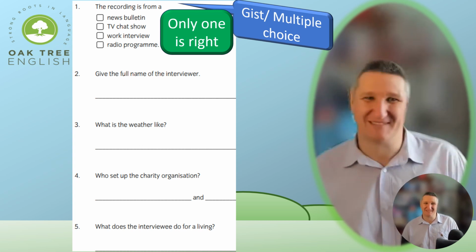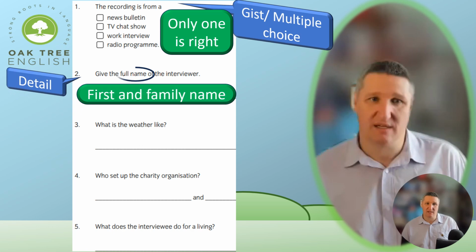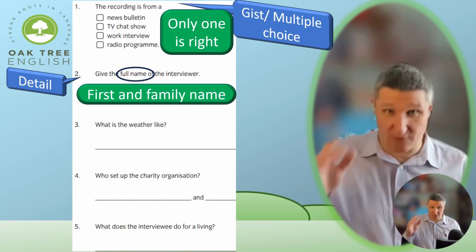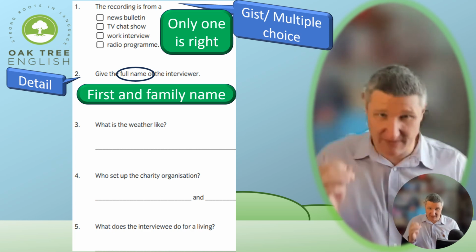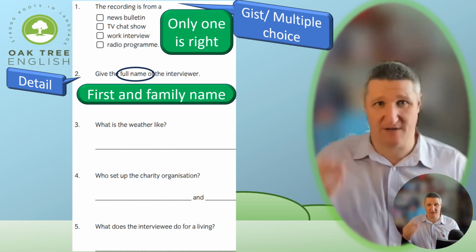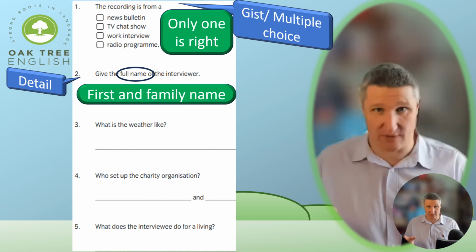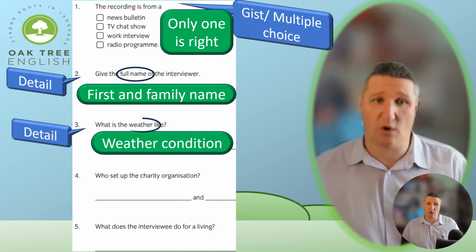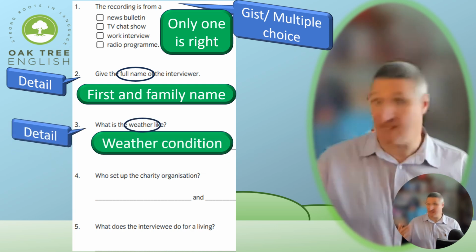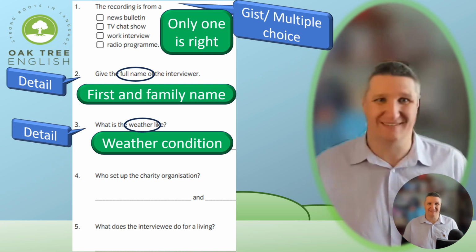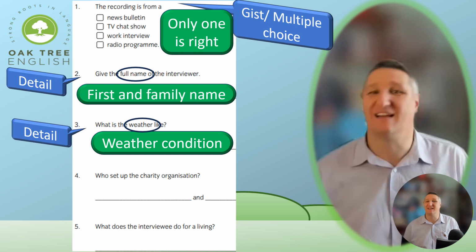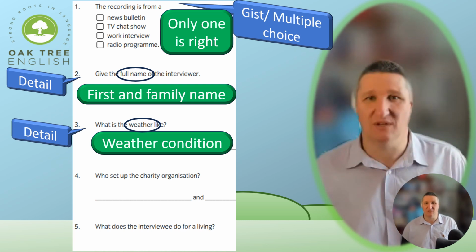The second question. This one, give the full name of the interviewer, is asking you for a detail. Specifically the full name, that is the first and surname of the interviewer. The third question, what is the weather like? This is asking you for the detail of what the weather is like. Stop me if I get complicated. So the answer will be something like sunny or rainy or misty or foggy or overcast.